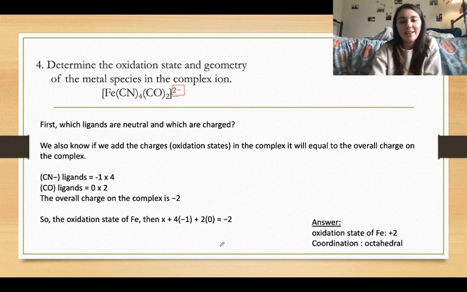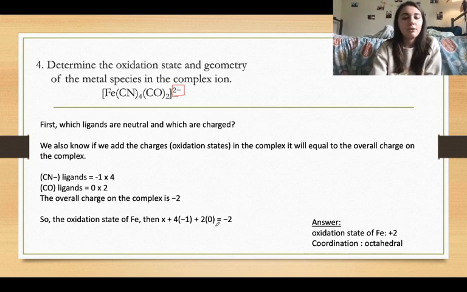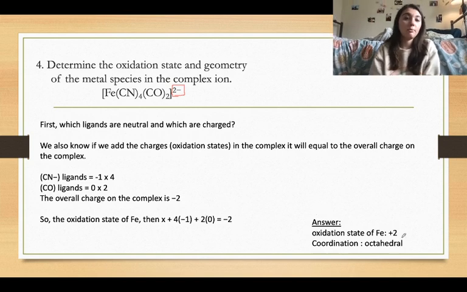I gave the answer in my head. But basically that means that I have 0, so if I subtract 0, I still get -2. And then if I have -4, I'm going to add 4 onto the other side, and therefore the oxidation state of iron will be +2.